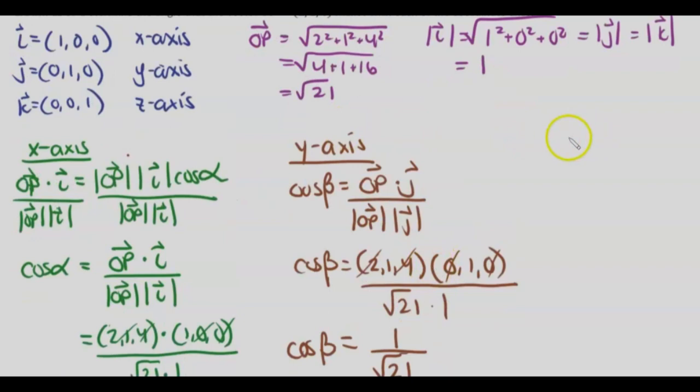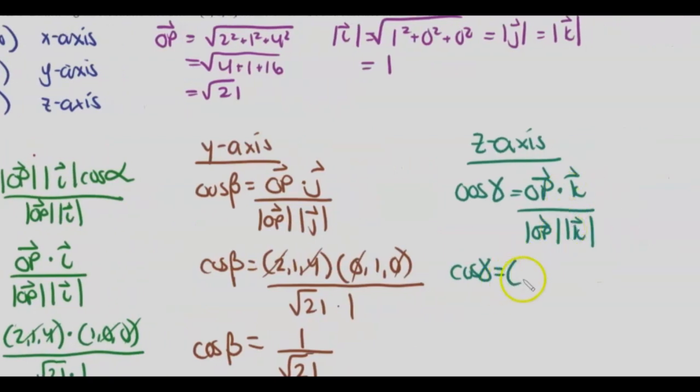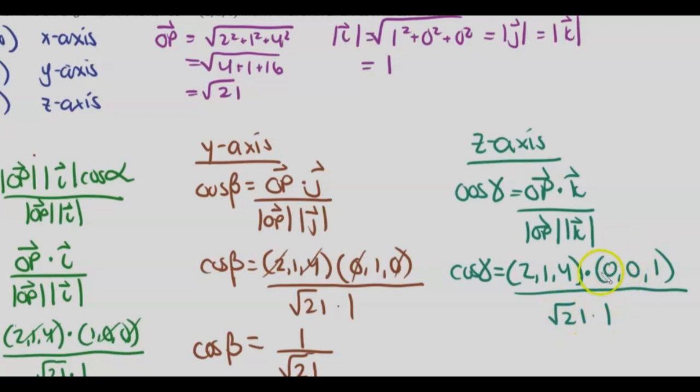Okay, so now let's do the z-axis. Same thing. Let's go cos gamma equals OP dot k over the magnitude of OP times the magnitude of vector k. Same idea. So we're going to have 2, 1, 4, and we're going to dot it with 0, 0, 1. And it's all going to be over root 21 times 1.